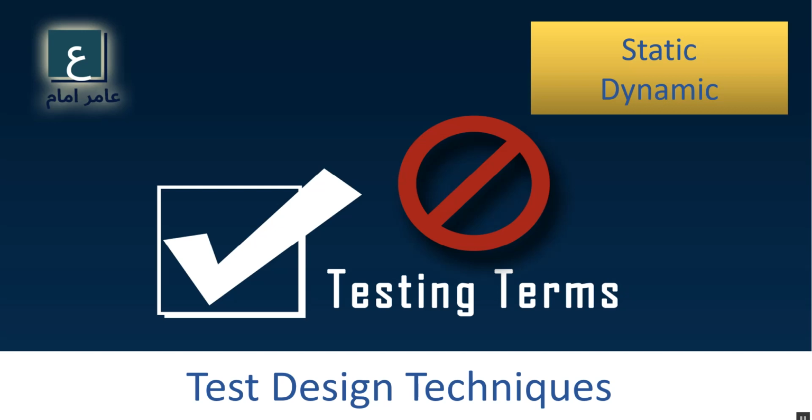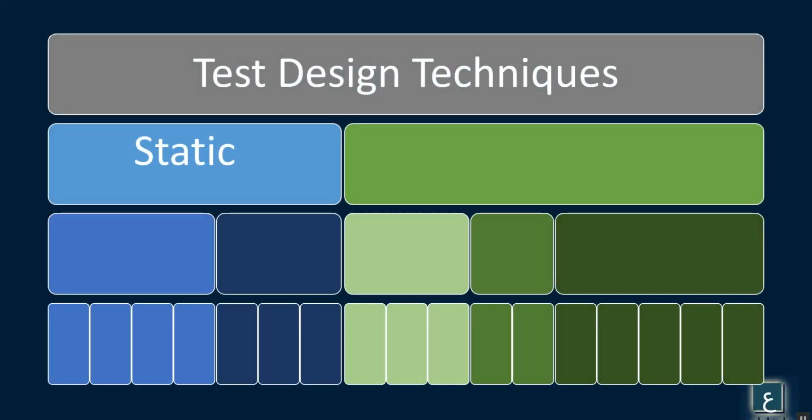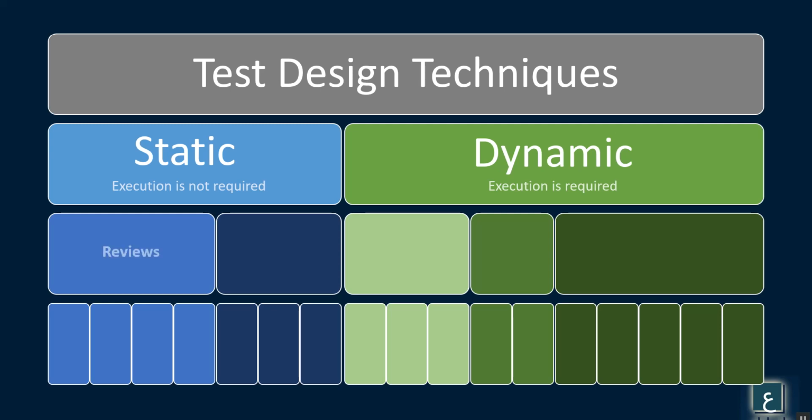So in this video we are going to learn about test design technique with respect to ISTQB. So let's start. Test design technique is mainly divided into two types, static and dynamic. In static we don't need to execute our code, and in dynamic execution is a must. Static design techniques are further divided into reviews and static analysis.